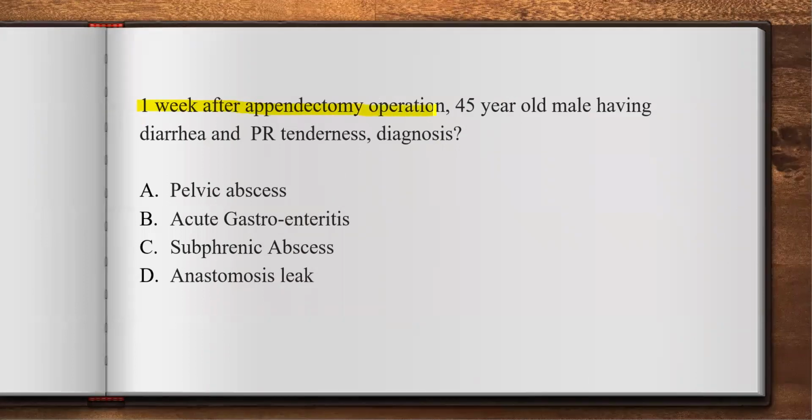One week after an appendicectomy operation, a 45-year-old male has diarrhea and pararectal tenderness. What is your diagnosis? So the patient had an appendicectomy, right? Now a 45-year-old male has diarrhea and pararectal tenderness. So do you think pelvic abscess, acute gastro, subphrenic abscess, or anastomosis leak? Now look at this. This patient had an appendicectomy. After appendicectomy, this patient has diarrhea and pararectal tenderness. This pararectal tenderness is a very important clue to your diagnosis.